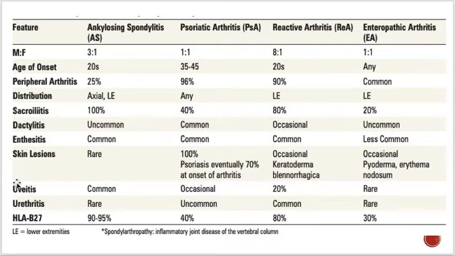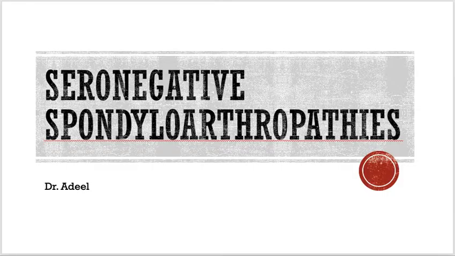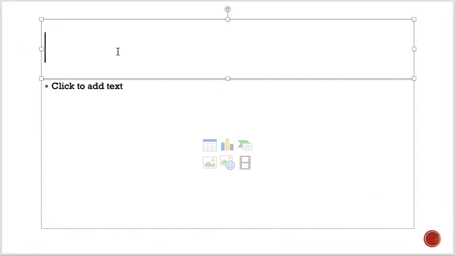Okay, eye involvement. In ankylosing spondylitis, it is common. The rest are not so common. Urethritis now. Urethritis is inflammation of the urethra, so they do give it, but not so commonly. And as I told you, all of them are associated with HLA-B27. So see, 90 to 95%, 40%, 80%, and 30%. So this is the overview of these conditions. Now, I would like to start with ankylosing spondylitis.